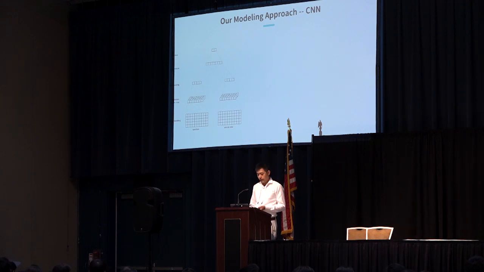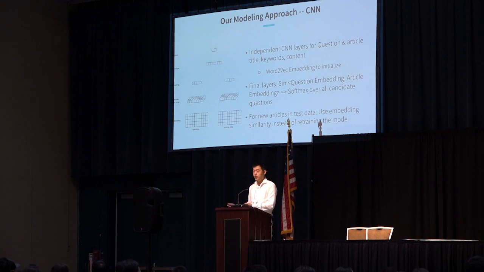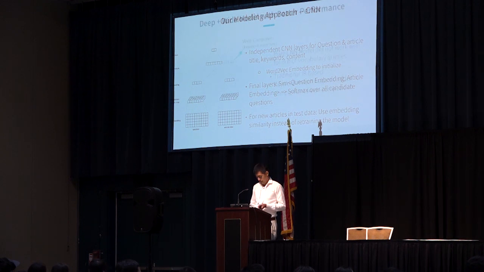The CNN approach is very simple, right? You just have two towers. One is the question, the other one is the article title or article description, and then we build the embeddings on top of it using a CNN model, and finally we do a cosine similarity and we do softmax on top of that. And we use word2vec embedding to initialize, right? So for the new articles in the test data, instead of retraining the model, of course, we just simply use the embedding similarity and compute based on the article content.